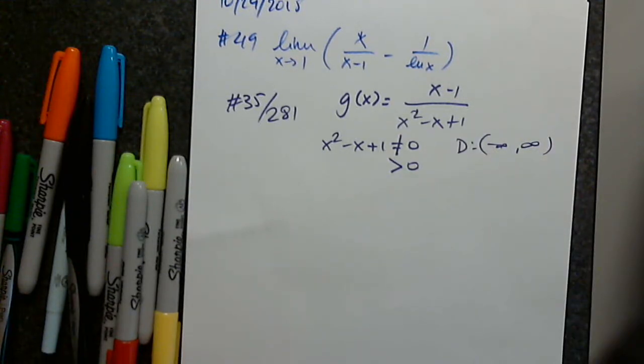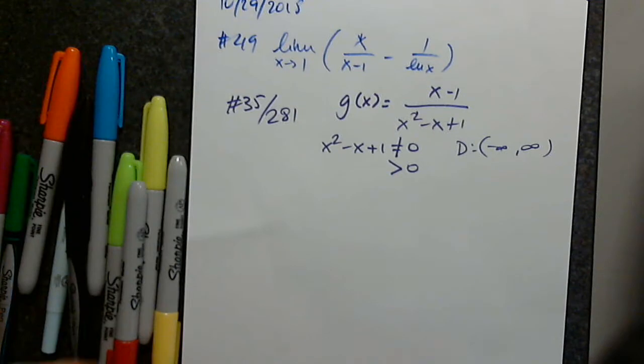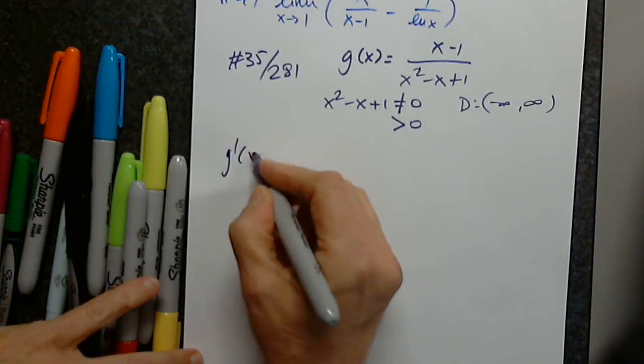It's very important to find the domain of the function, right? Because once I differentiate, the derivative may have a different domain. It doesn't have to have the same domain as the original function, right? Do I need to explain more on this? Okay. So now we differentiate and we get g prime.